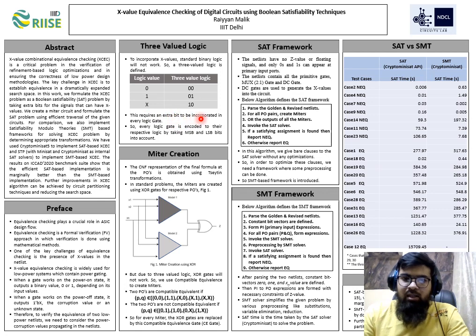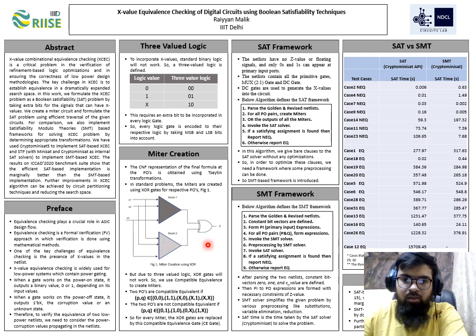So every logic gate is encoded with this three-valued logic by taking the MSB and LSB separately. The final formula at every primary output is converted to CNF, or conjunctive normal form, using Tseitin transformation. In standard problems, the miters are created using XOR gates, where one input of the XOR gate is the primary output from the golden netlist, and the other input is the respective primary output of the revised netlist.